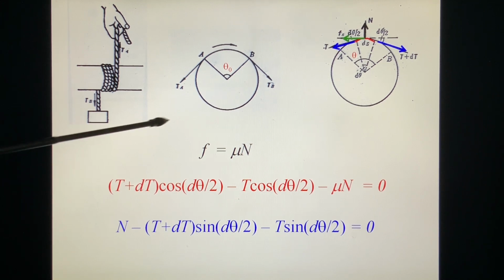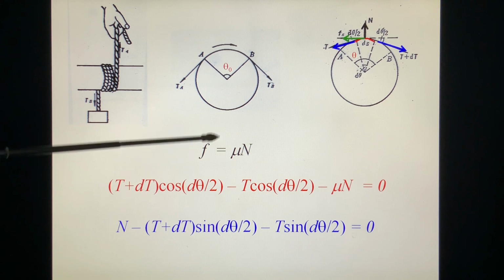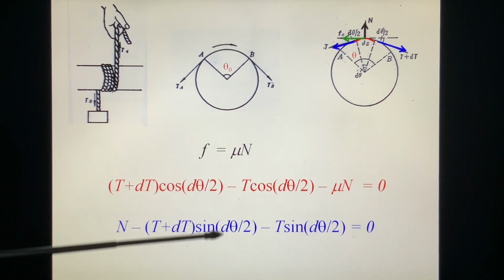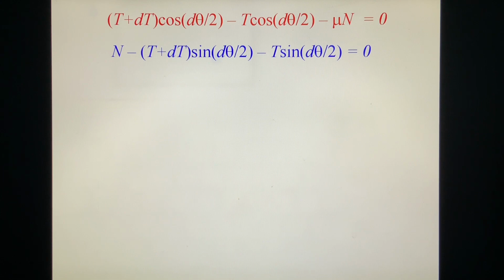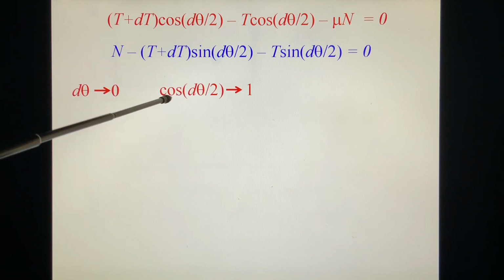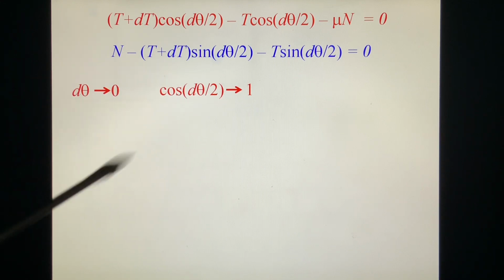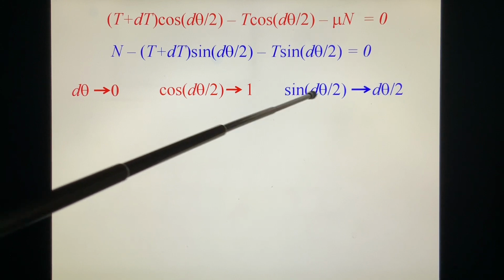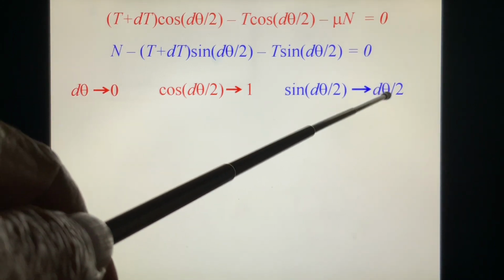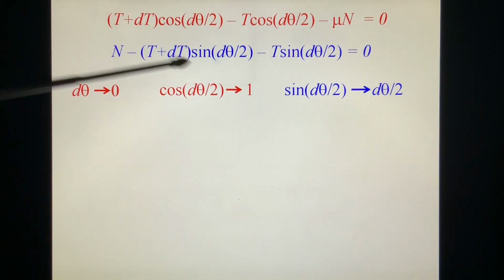We have these 3 equations, and then we put F here, and we get 2. One is red, one is blue. Now let me simplify, because d theta is very small. When half d theta approaches 0, we have an approximation: cosine half d theta approaches 1, sine half d theta approaches half d theta. So we put this into these two equations.